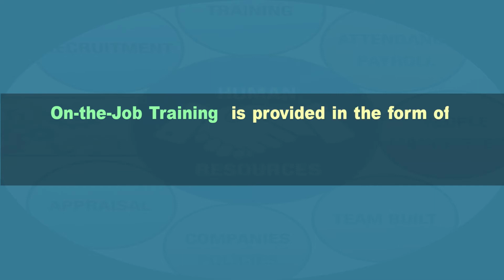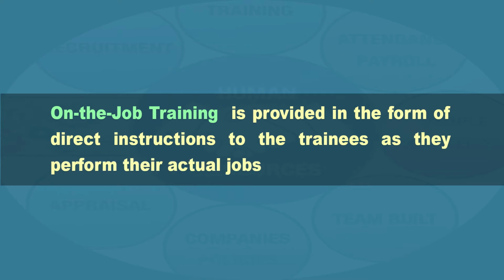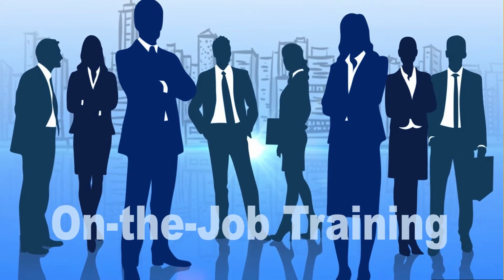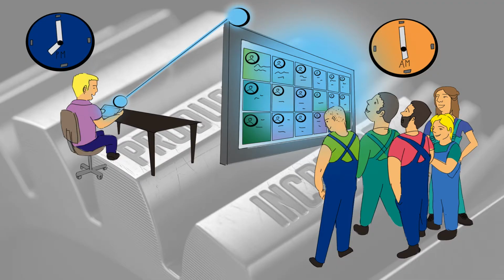On-the-job training is provided in the form of direct instructions to the trainees as they perform their actual jobs. Through this method, the employees learn in the actual work conditions and also get familiar with the working environment. Obviously, training classrooms are not required, saving additional cost. Sales staff, accounts, shop floor workers are among the kind of employees that receive on-the-job training. You have perhaps realized that the risk of loss due to mistakes by the trainee while learning should be low for this method to be relevant.